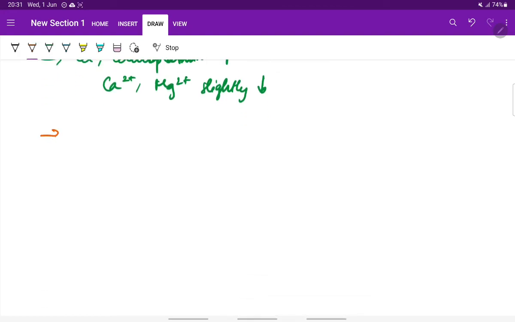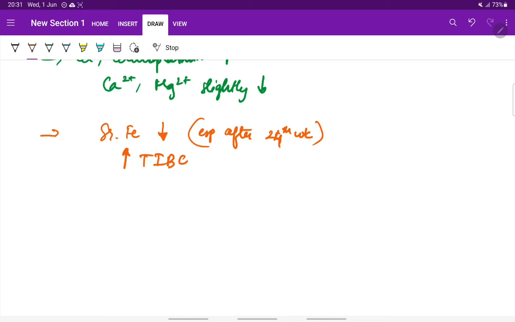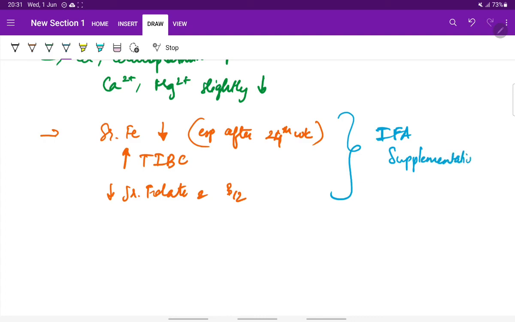Next, the iron metabolism. Serum iron tends to decrease during pregnancy, especially after 24th week, and due to which there is increase in total iron binding capacity. Also, there is decrease in the serum folate and B12 levels, due to which in all the pregnant mothers the iron folic acid supplementation is given antenatally and also it is continued postnatally. And the Indian women are more prone to develop anemia because of these reasons.